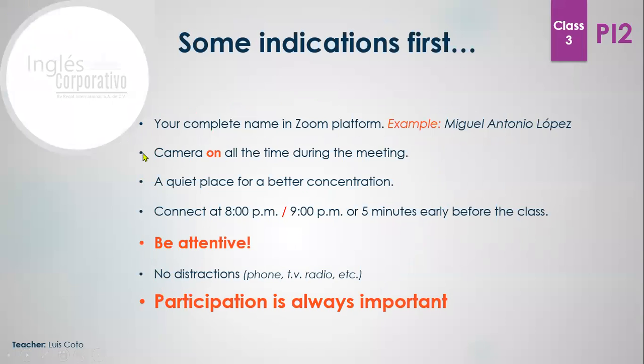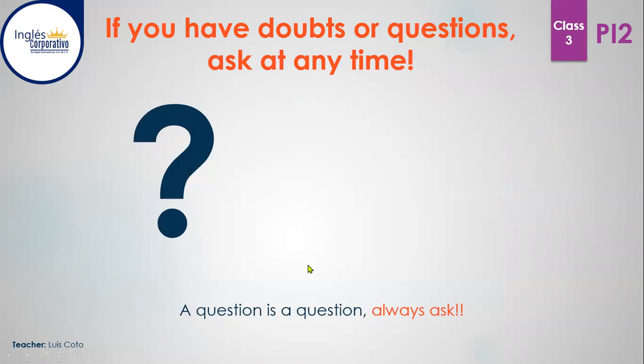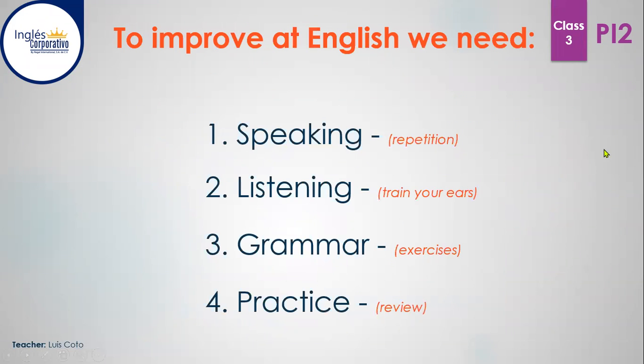As always, you know the indications, we have been repeating them three times or twice during these two classes. We are not going to stop a lot in this part. You know the information about your assistance, and you know that you can ask questions whenever you have them. That's not important at this moment. The four areas, just to remember, number one is?